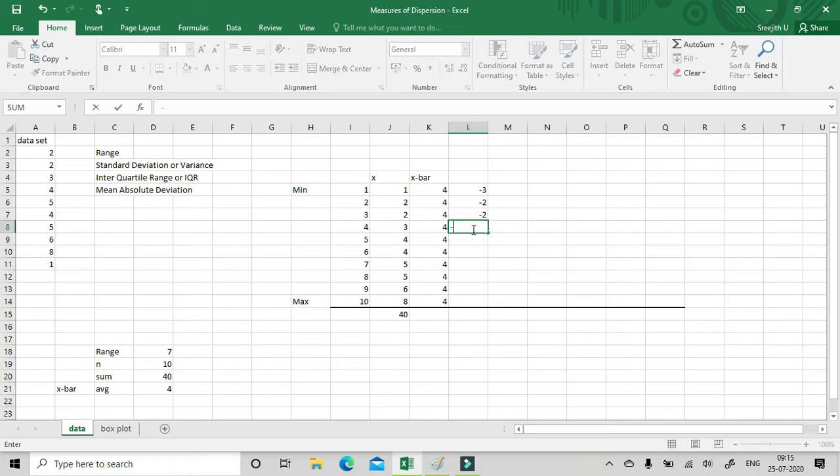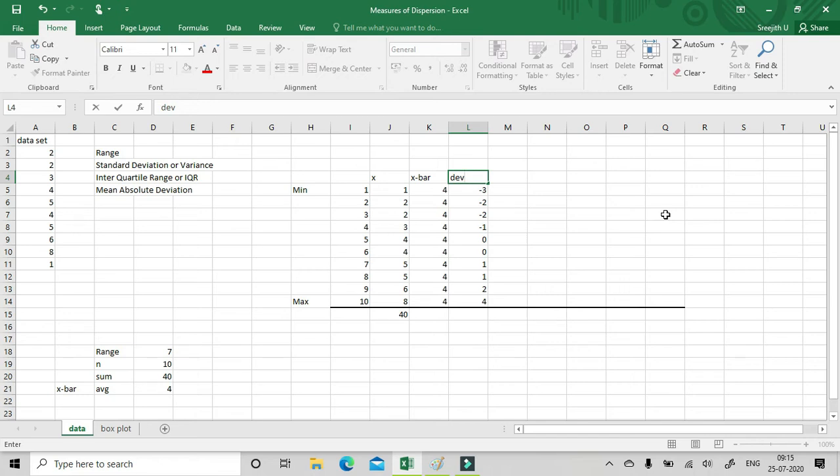3 minus 4 is minus 1, 4 minus 4 is 0, there's no deviation, 5 minus 4 is 1, 5 minus 4 is again 1, 6 minus 4 is 2, and 8 minus 4 is 4. Okay, now this is actually deviation from the mean.